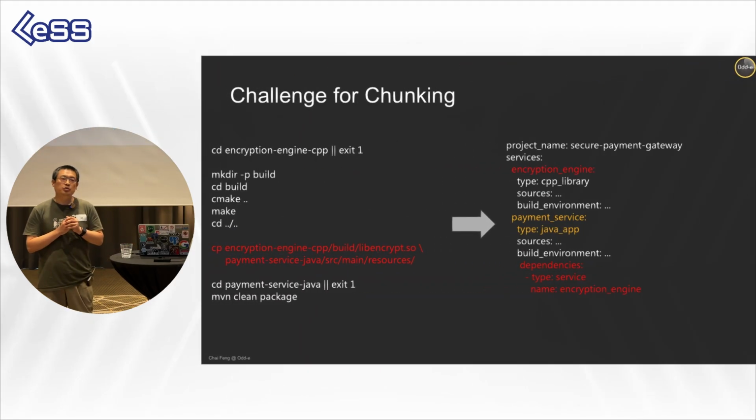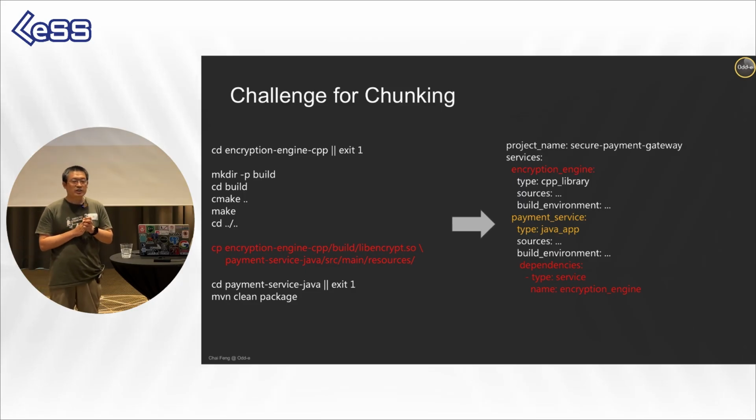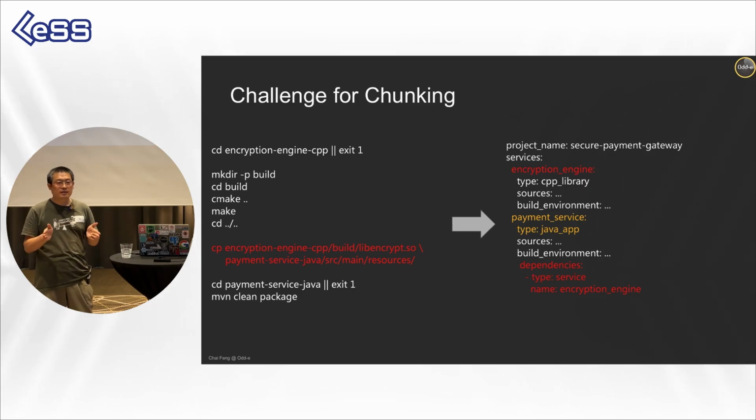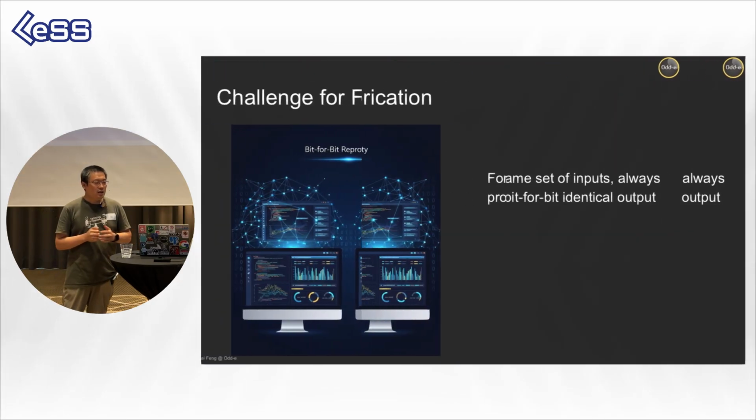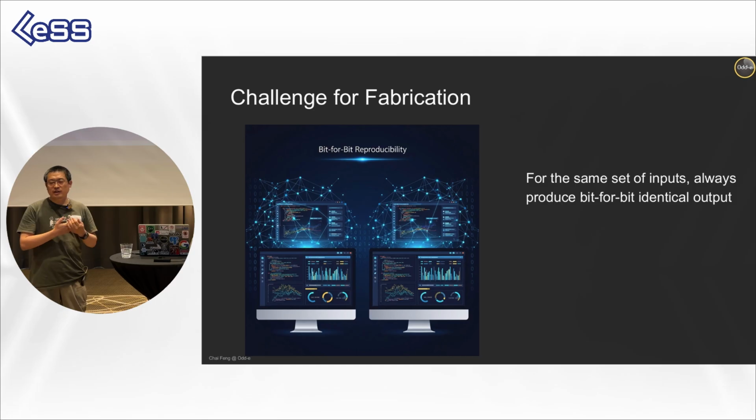The solution is to use declarative relationships for all connections. We must stop using temporary scripts or relative paths to connect build units. Every connection between the build units must be explicitly declared and managed by our build system. The chunking gives us the clean, well-defined build units.